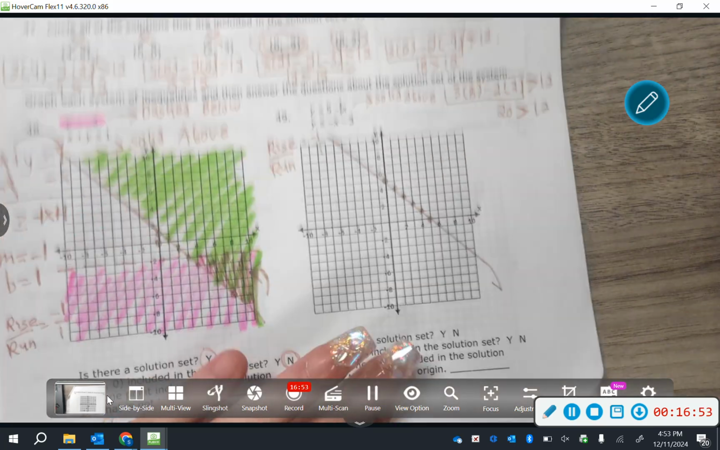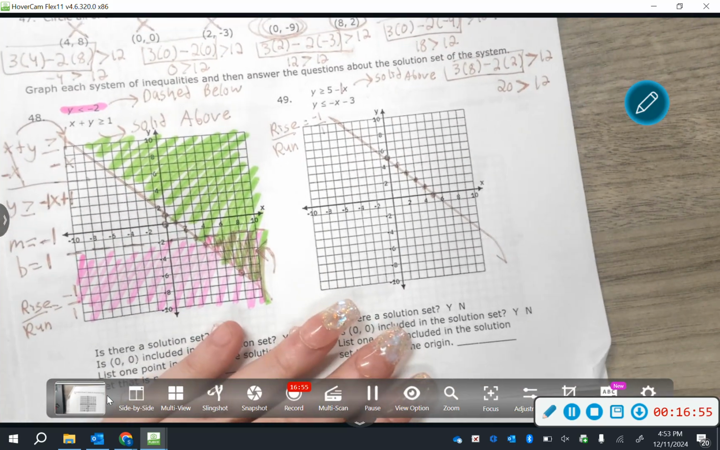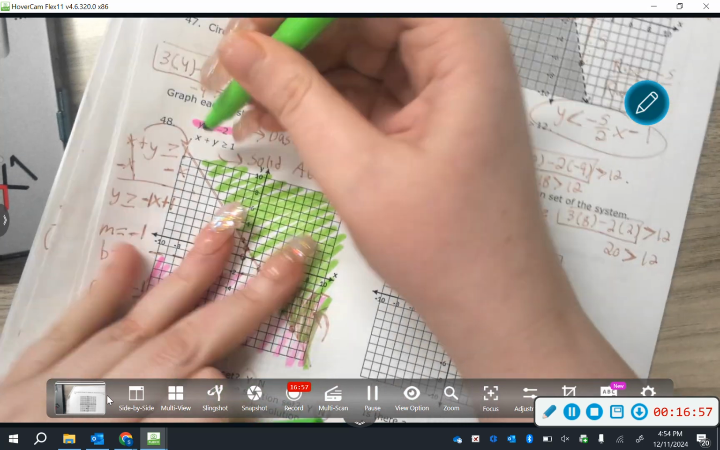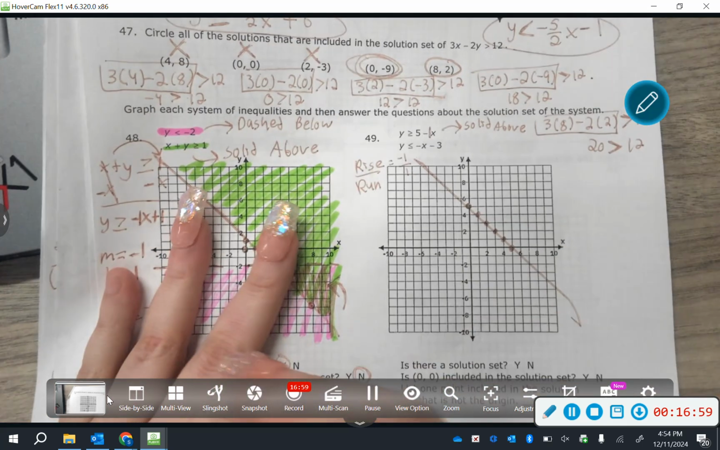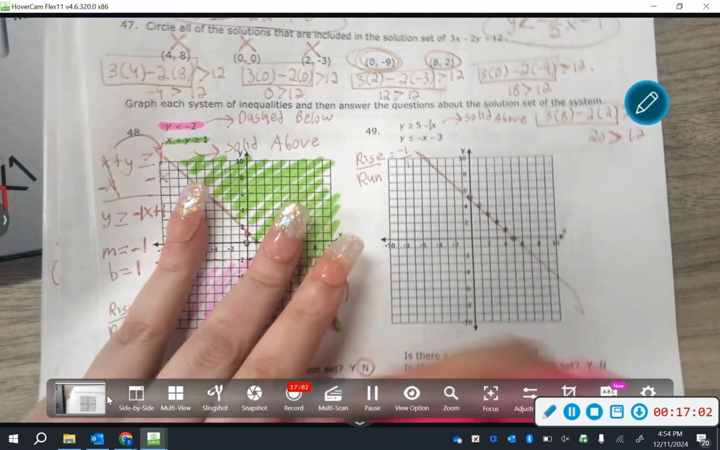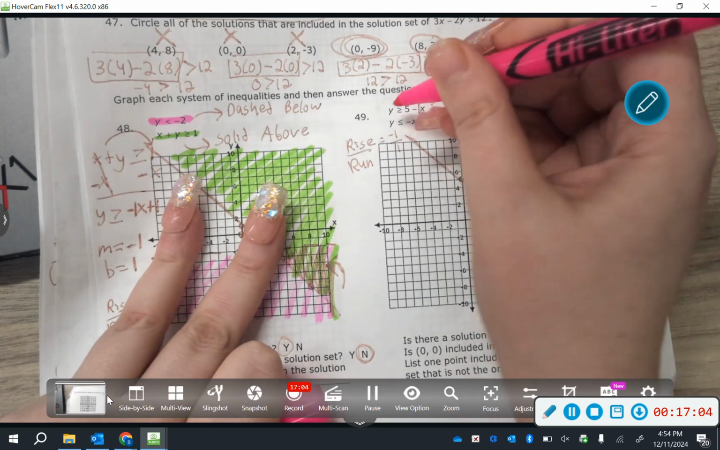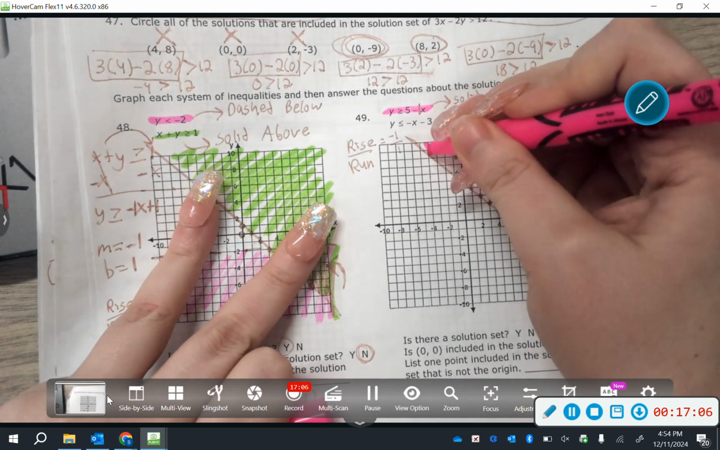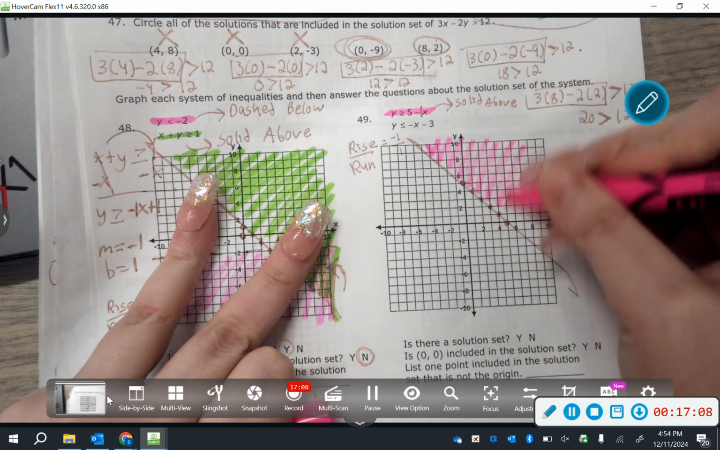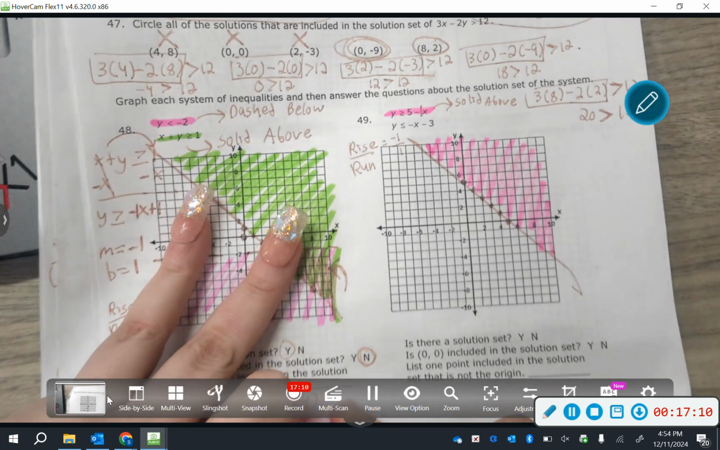And we are shading above. Oh, I didn't even mention that this is the green one. What is wrong with me? Okay. So if I'm looking here, we're shading above, so I'm going to shade above that line. Okay.